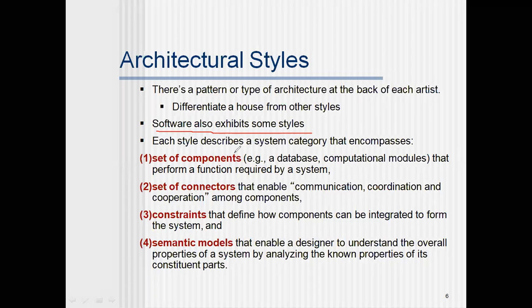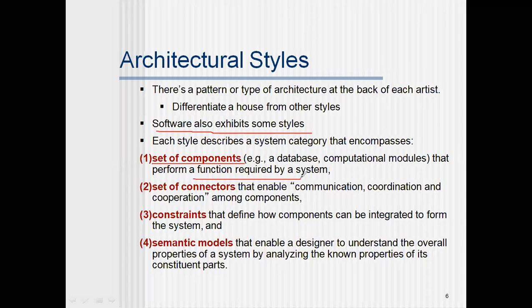Each style describes a system category that encompasses, first, a set of components, which may be a database or computational modules that perform a function required by a system. So our computer-based software also has many architectural styles.